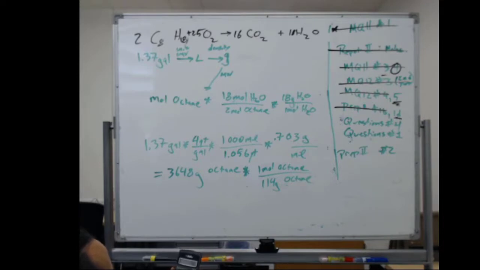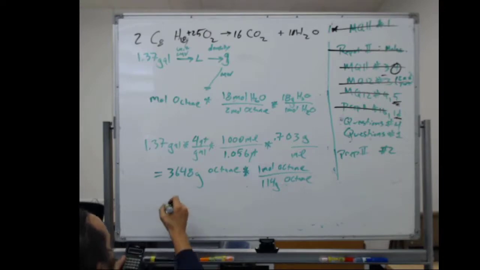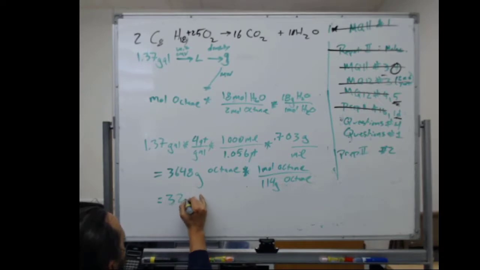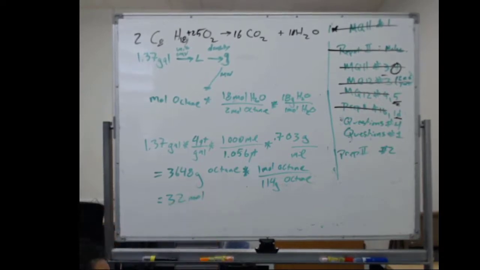Times 3,648. Okay, good thing I wrote things down because I just punched it into my calculator wrong. 3,648 divided by 1.4. Oh no, it was just a really round number. I rounded too much. 32 moles.